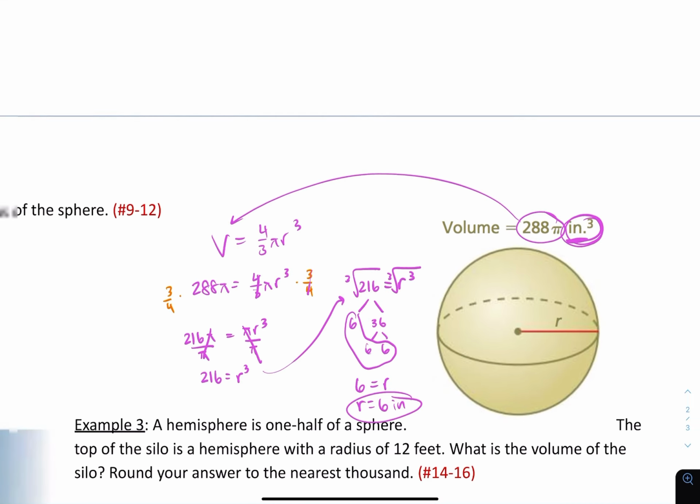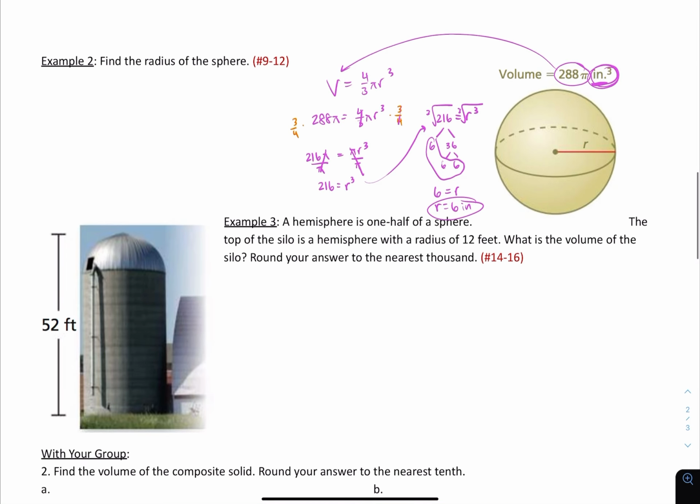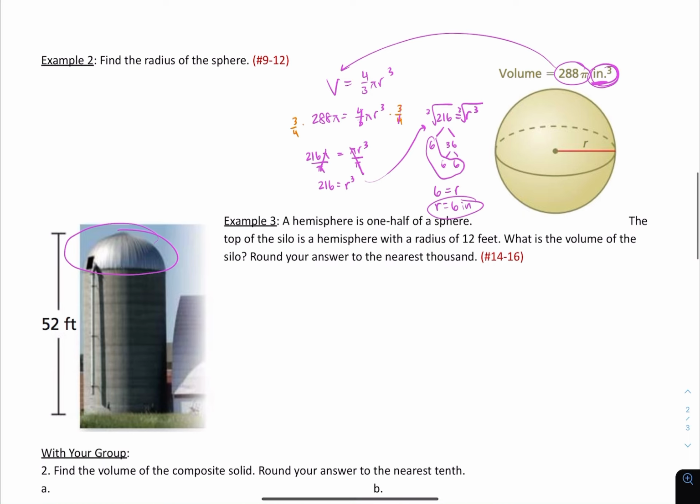Okay? All right, the last example we will do together is this. A hemisphere is 1/2 of a sphere. The top of the silo, right? Here's the silo. The top of this is a hemisphere with a radius of 12. So it looks like it has a radius of 12. So this is 12 right here. What is the volume of the silo?